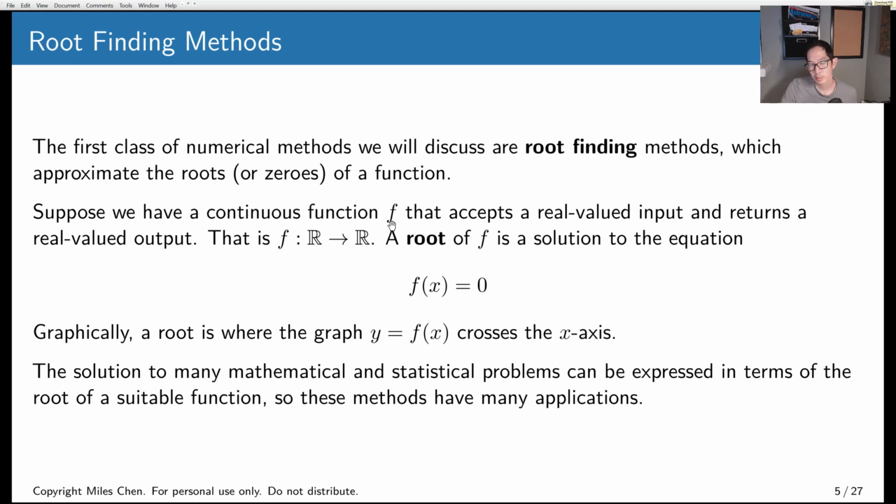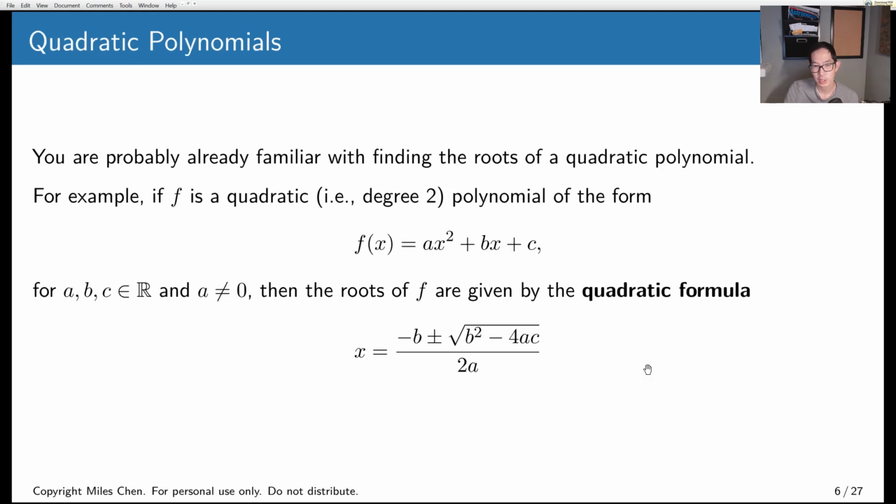Okay, and we're going to say x is a root of the function if f of x is equal to 0. Another way you can think of it is that if you were to graph the function, it's where the function crosses the x-axis. Okay, and a lot of mathematical and statistical problems can be expressed in terms of the root of a function, so a lot of these functions do have applications.